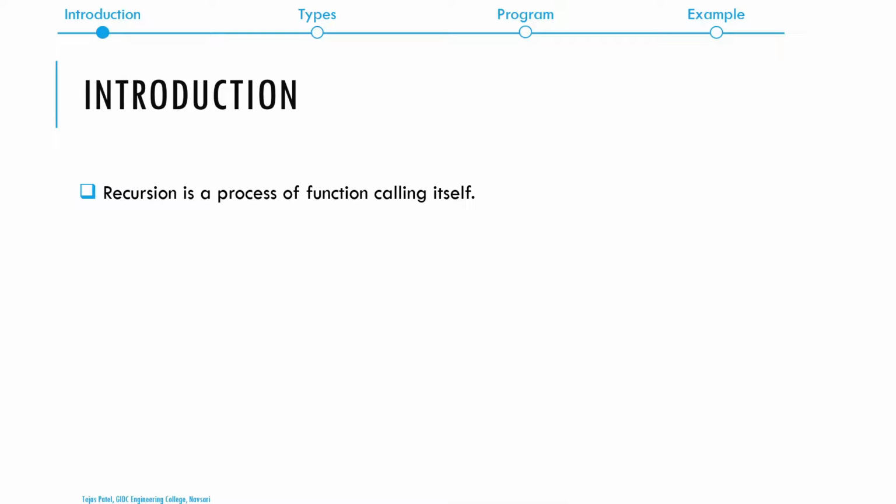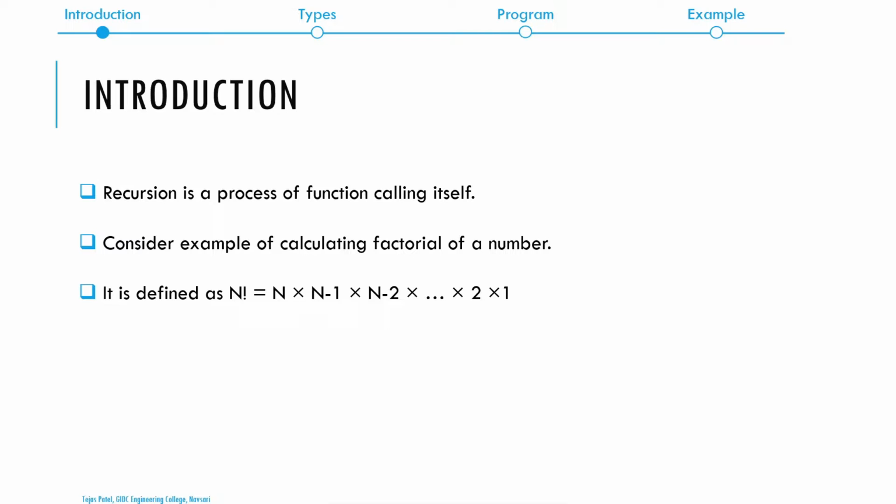To better understand this, consider the example of calculating factorial of a number. It is defined as n factorial is equal to n into n minus 1 into n minus 2 up to 1. Above expression can also be defined as n factorial equal to n into n minus 1 factorial.